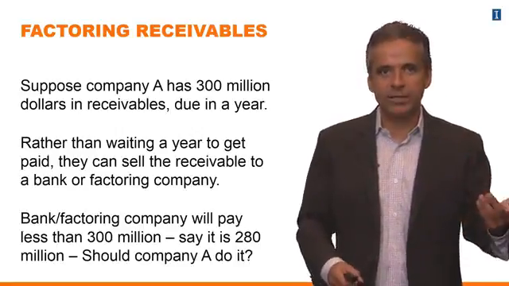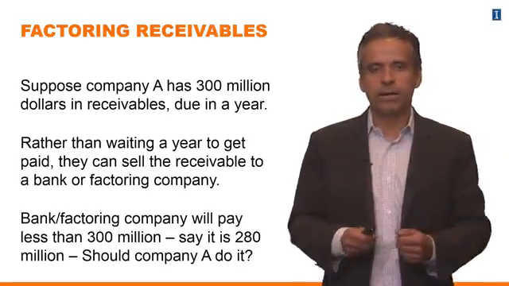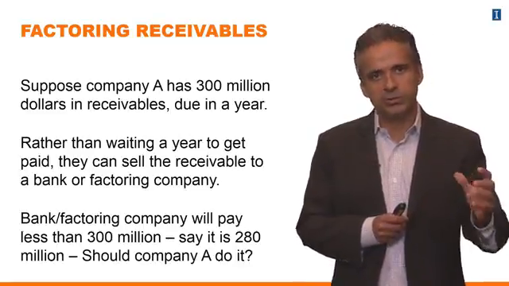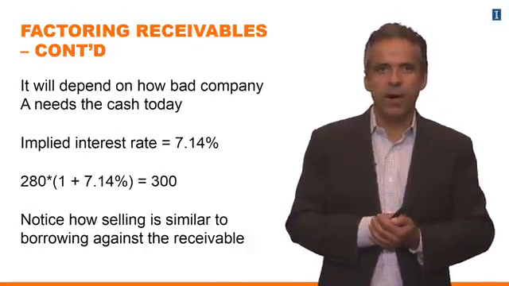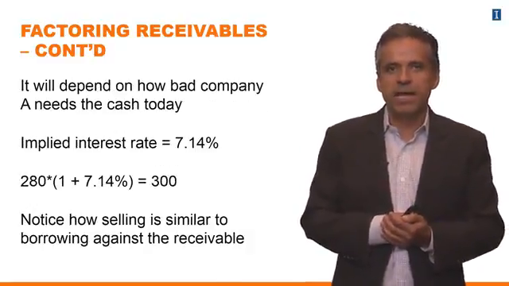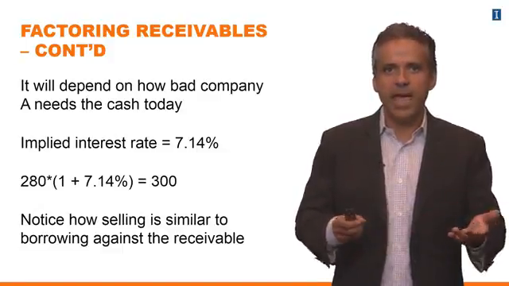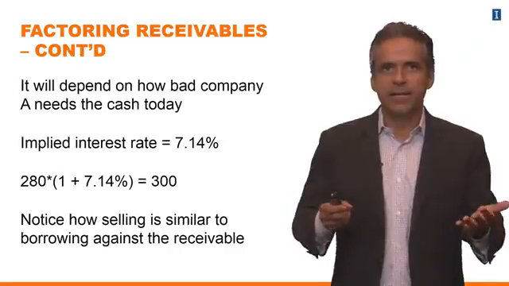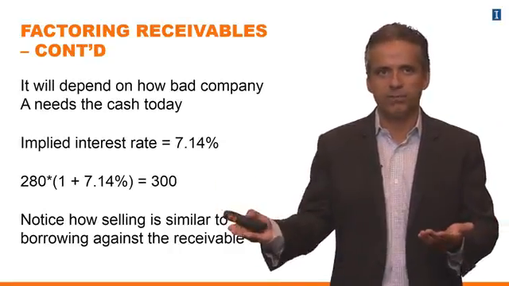That is actually a question we're going to be thinking about later in the course. When we talk about net present value, we are going to use an example that is very similar to that. But for now, let's just think about the following. It's going to depend really on how badly the company needs the cash today. You are paying a significant interest rate, because you are getting $280 million for a receivable of $300 million.